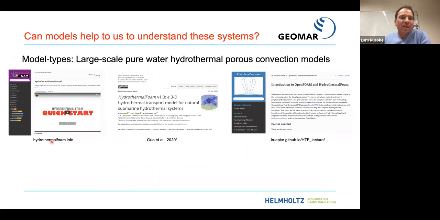If you look at these websites, hydrothermalfoam.info and our lecture notes from this year's lecture at the University of Kiel, you find a lot of resources on how you can set up these models yourself. And I think now it's very easy to do 1D, 2D, 3D runs on this. It's all parallel. It builds on the OpenFOAM framework, where you also find a lot of documentation. So I hope this makes it easier for many groups to look into this, play with them, and see how changes in permeability affect fluid flow and what the thermodynamics do.